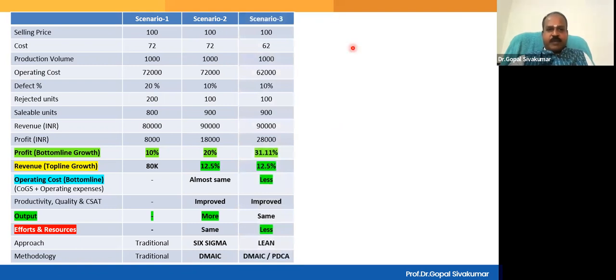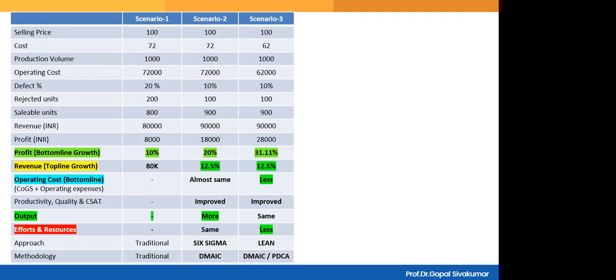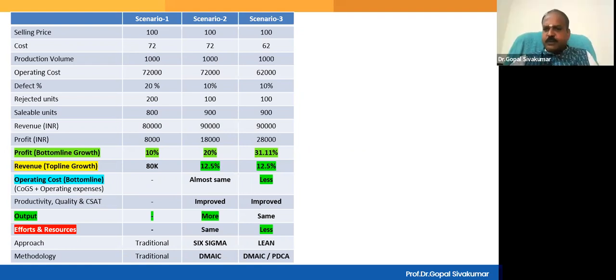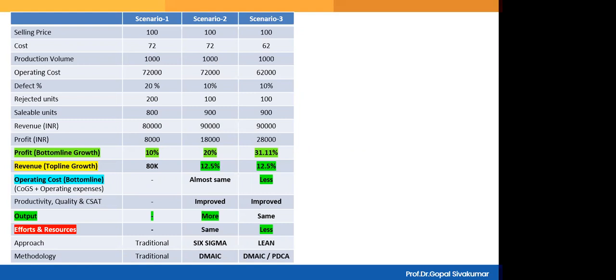Okay. So now I'm showing you the third scenario. Now read the scenario carefully and tell me what is the change I'm bringing here. Operating cost reduced. Do you think it is possible to reduce the operating cost? Yes, possible.